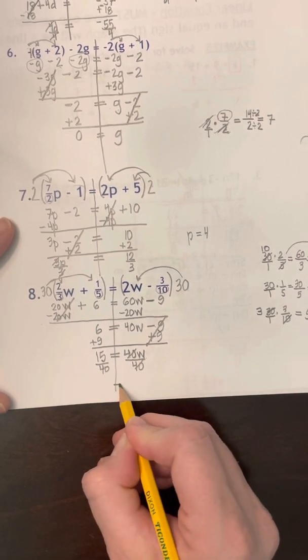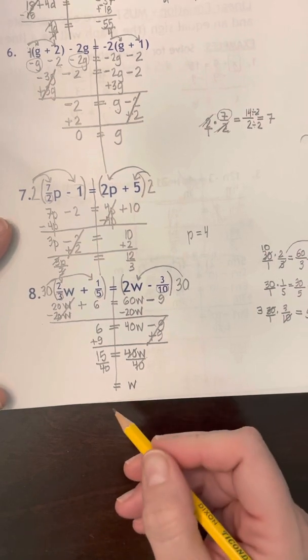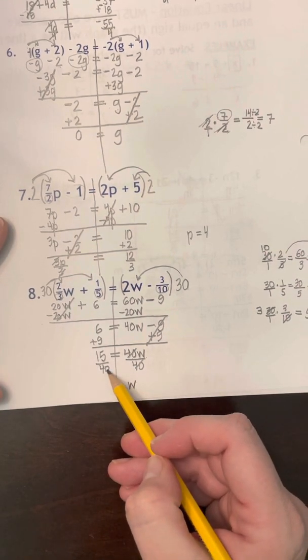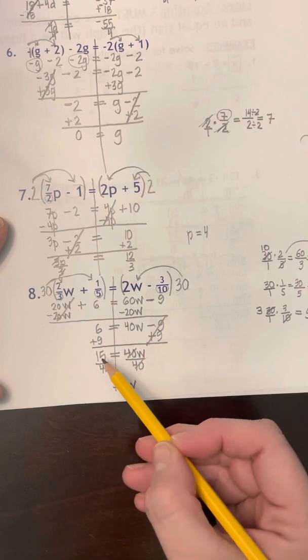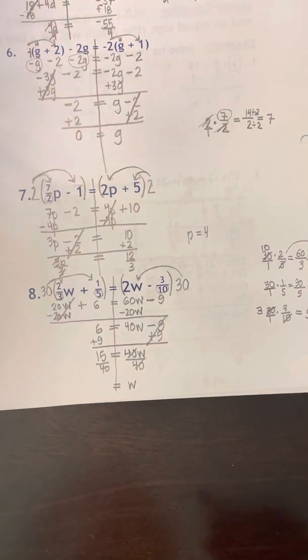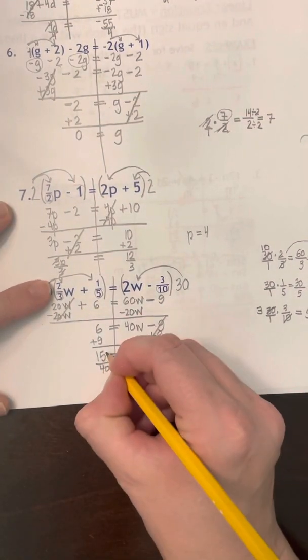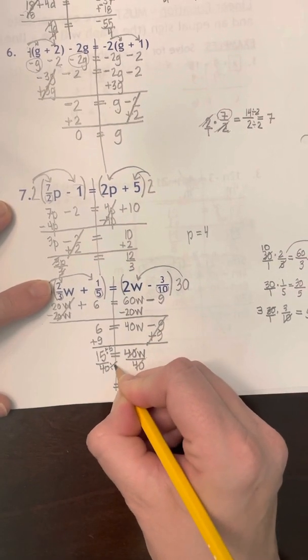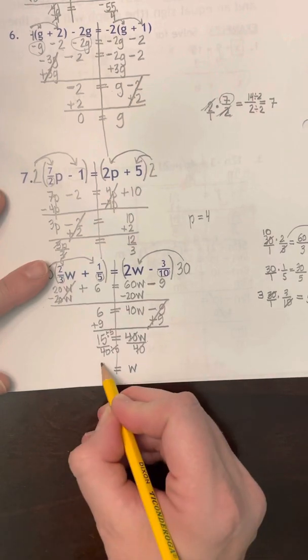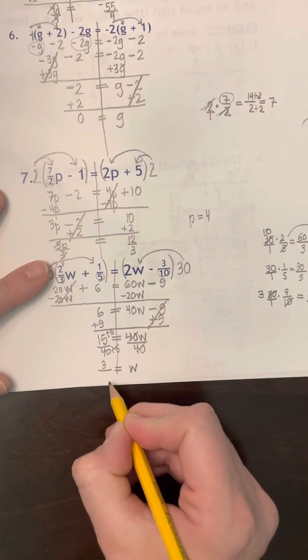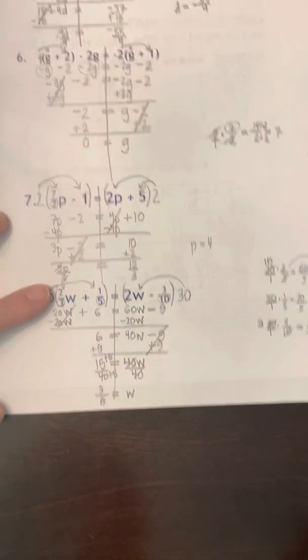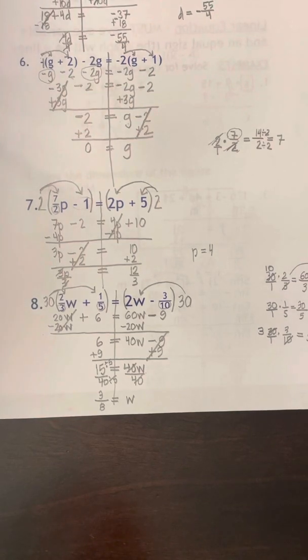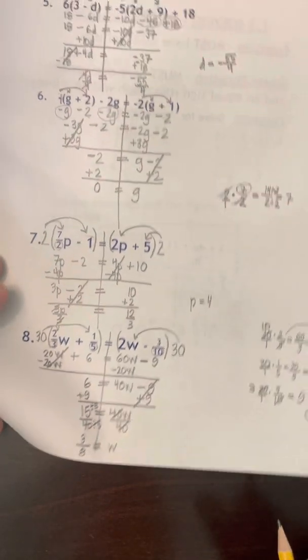Right? Now, we know that 40 can't go into 15 because 40 is too big. So we're going to reduce. What's the number that can go into both 15 and 40? If you said 5, you're right. I'm just going to reduce those. So 15 divided by 5 is 3, and 40 divided by 5 is 8, and my final answer is W equals 3/8. Hopefully you're feeling a little bit more comfortable with those fractions.